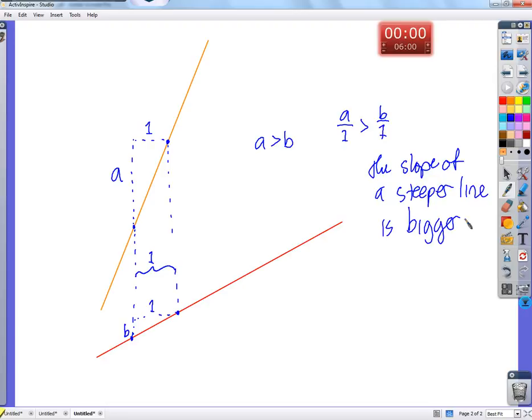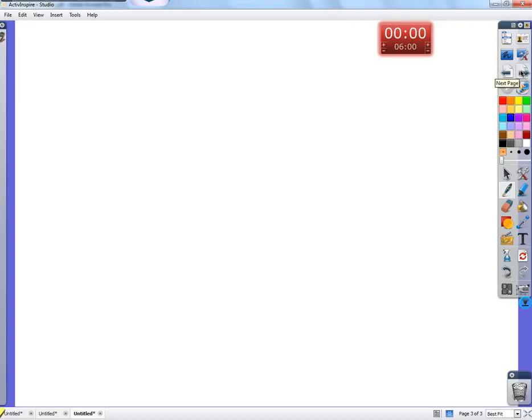Okay, so which is bigger? The slope with 7/3 or 5/2. Okay. So let's say we had one line that was y equals 7/3 x plus 2, and another one that was y equals 5/2 x minus 6. Which line is steeper?